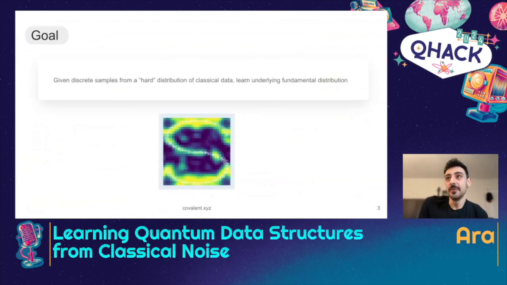So what we want to do is to take discrete samples from what might be called a hard data distribution and use them to learn the underlying fundamental distribution. So a hard distribution might be something that's sparse or multidimensional or otherwise just difficult to capture in a small number of samples. What we're going to do is have a quantum circuit that we use as a learner that's actually able to do this capturing more efficiently than it would be without it, right?